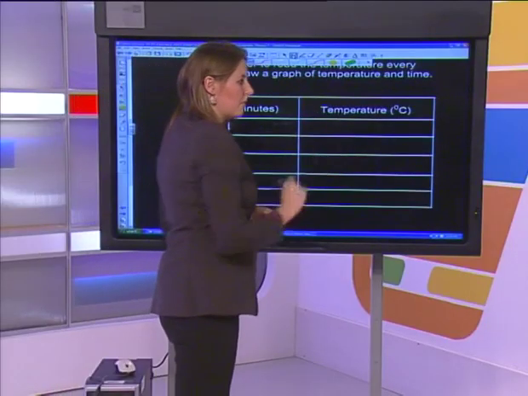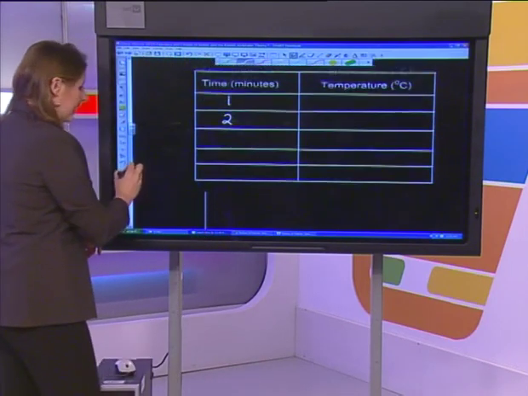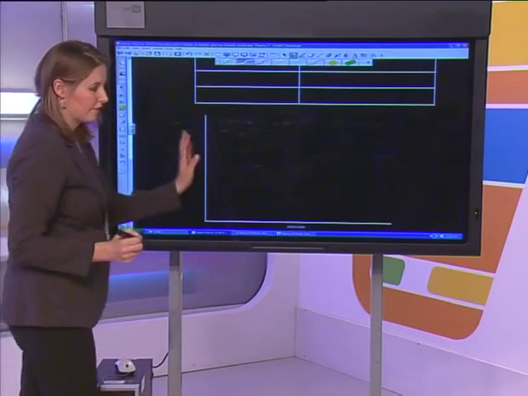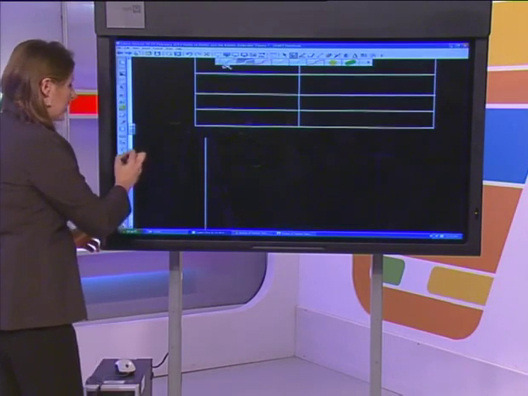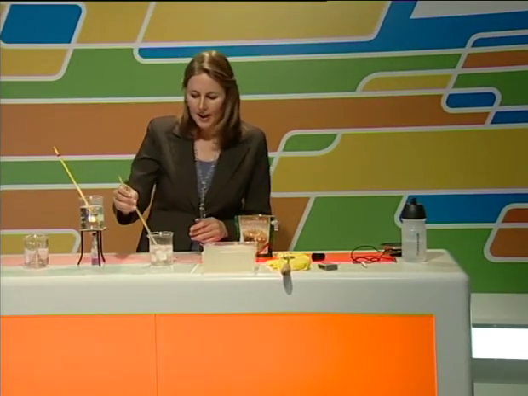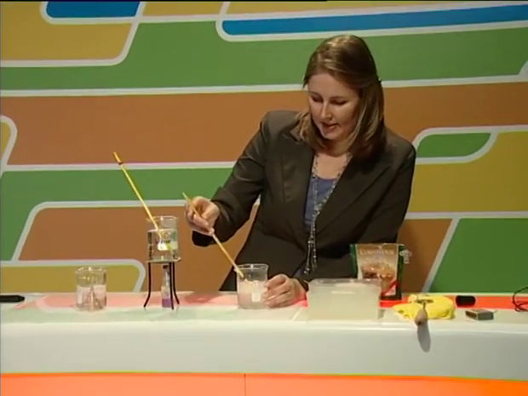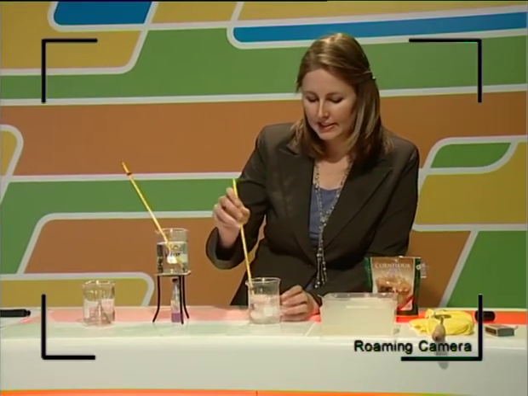The temperature we're measuring in degrees Celsius, and we'll do that in a moment. And we're going to then draw a graph, and I've got the axes there. So let's head back to our table and investigate here. So what have I got? I've got the temperature of this ice. It's currently about 4 or 5 degrees Celsius.